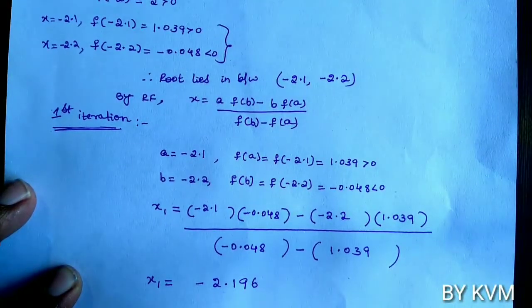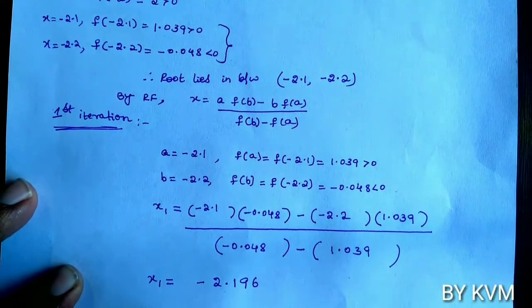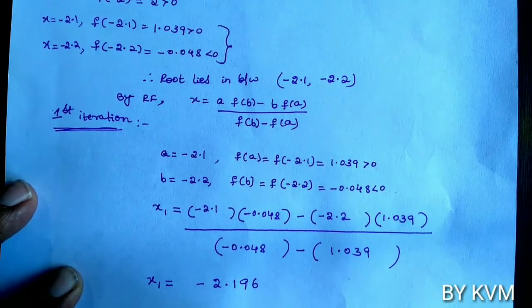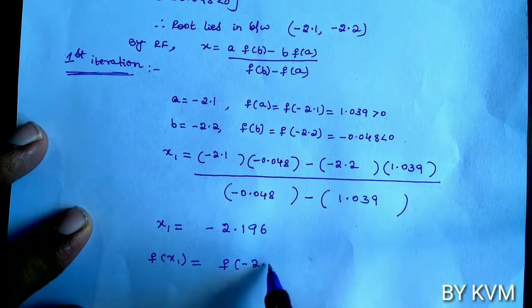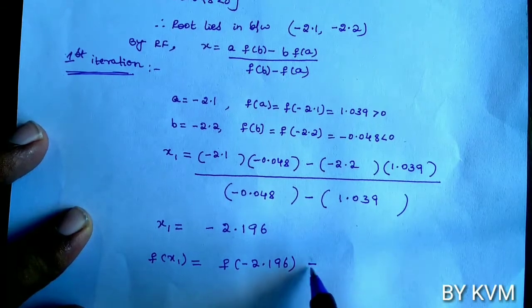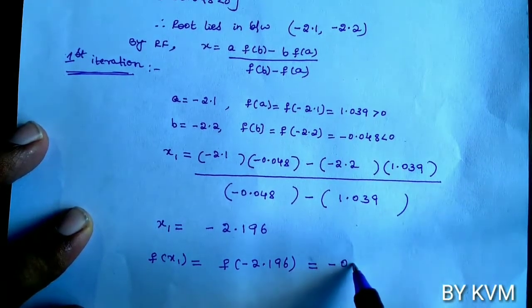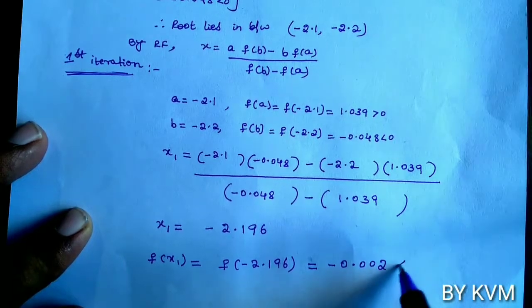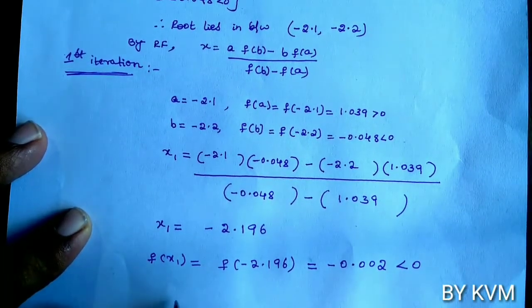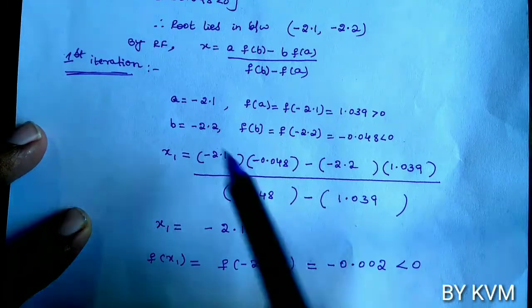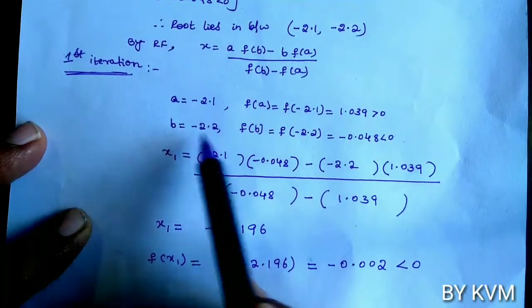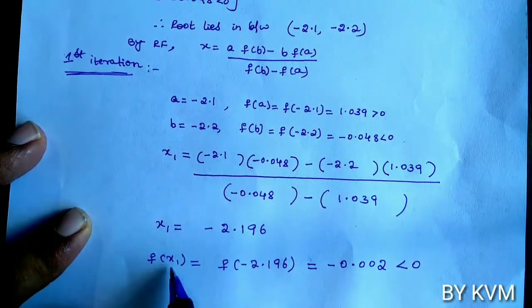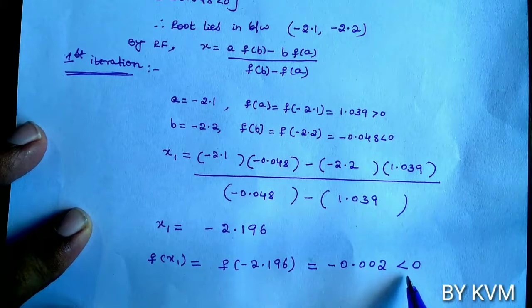Now again we have to improve the accuracy of this root. So find f of x1. f of x1 equals f of minus 2.196, which is equal to minus 0.002, less than 0. So for minus 2.1, the functional value is greater than 0. For minus 2.2, the functional value is less than 0. For x1, its functional value is less than 0.